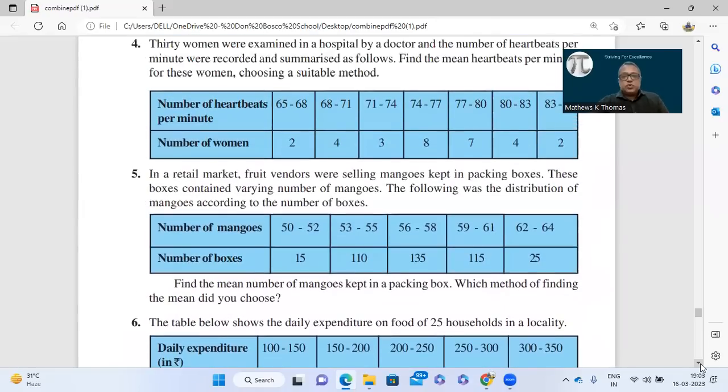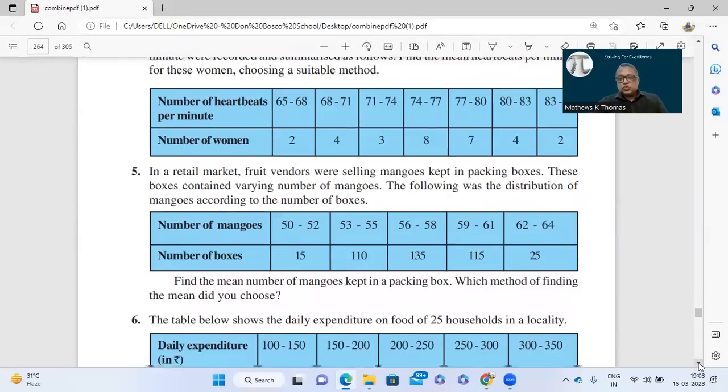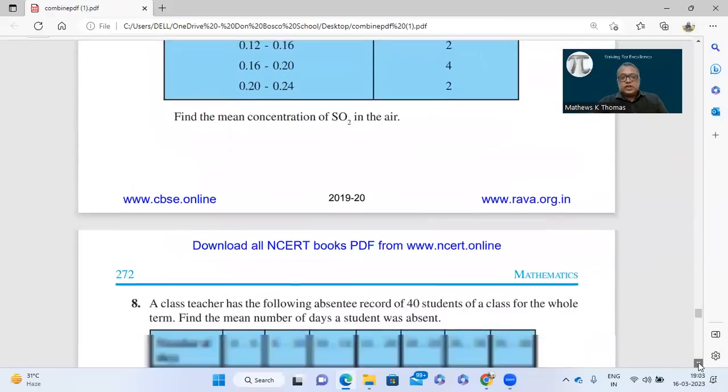And question number 5 is important because here the class intervals, if you see 50 to 52, there's a gap here, 53 to 55. So the size of the class interval, if I'm adjusting this, I will subtract 0.5 from the lower limit, add 0.5 to the upper limit. So this will become 49.5 to 52.5. So size of the class interval is not going to be 52 minus 52, but it's going to be 52.5 minus 49.5. That's 3. So that's important here.